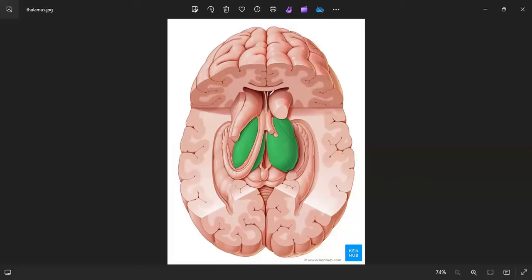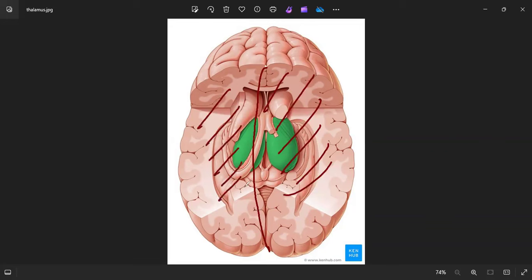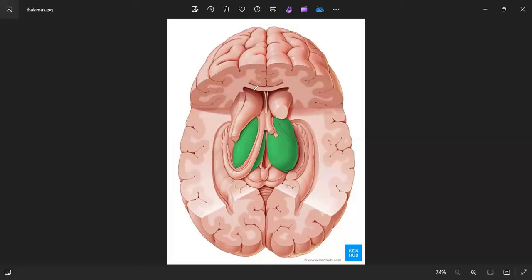If they have not cut the cerebrum, you see that it actually extends from here to here. So they've cut it and they are showing us the internal structures, and you can see that this is the caudate nucleus. This is the basal ganglia. You see that it's actually at the base of the cerebrum. It's inside.